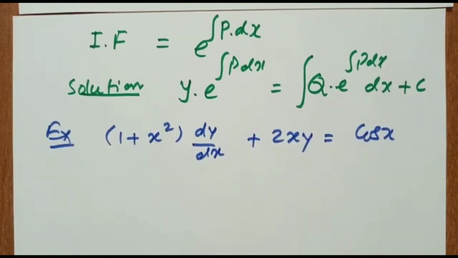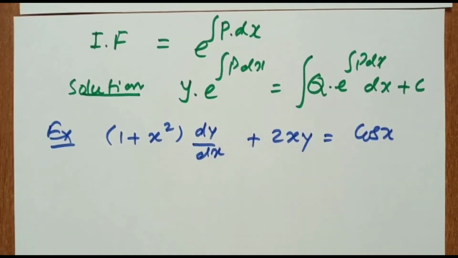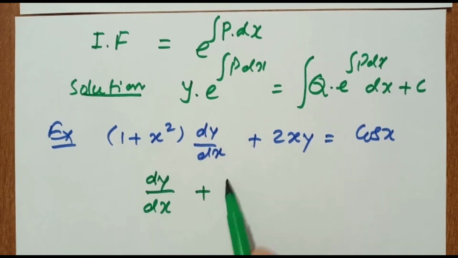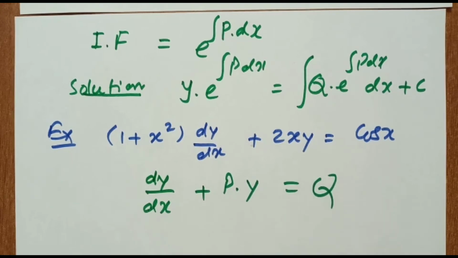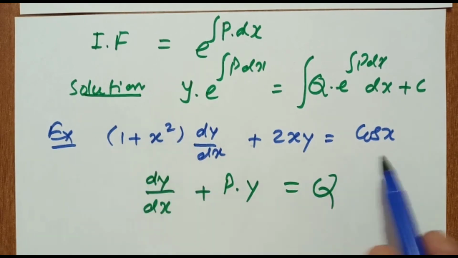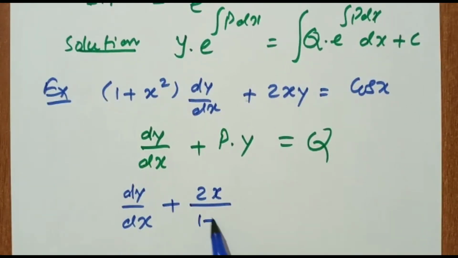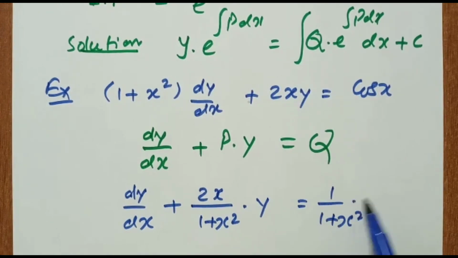Okay, so now first you convert your differential equation in standard form. Means first you convert dy by dx plus py is equal to q. Okay, so the coefficient of dy by dx is always 1. So first you divide by 1 plus x square. So here dy by dx plus 2x upon 1 plus x square into y is equal to 1 upon 1 plus x square into cos x.